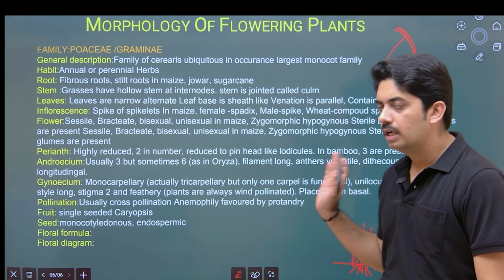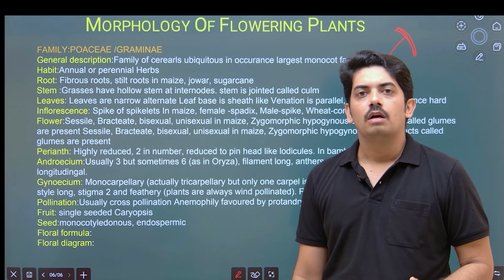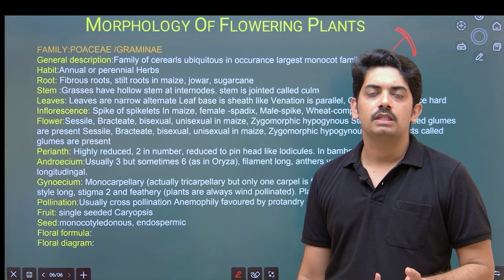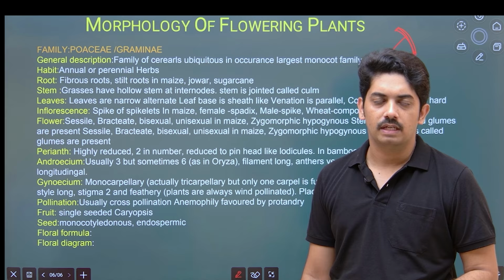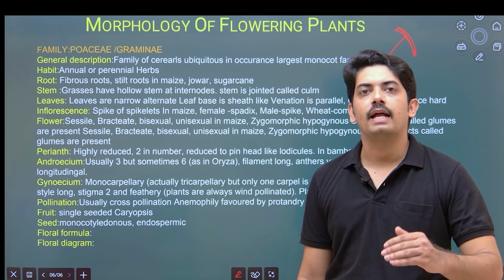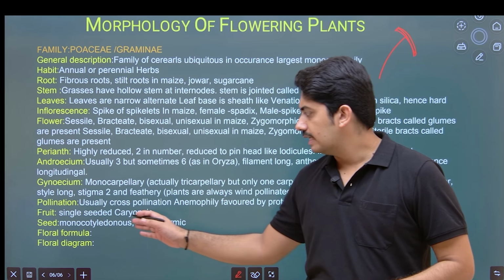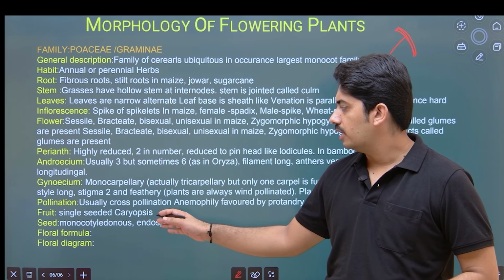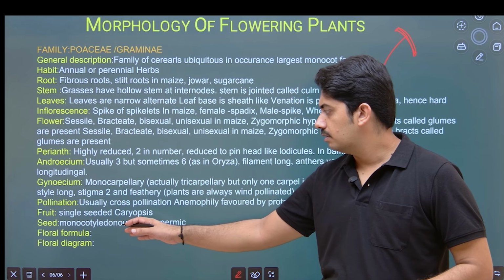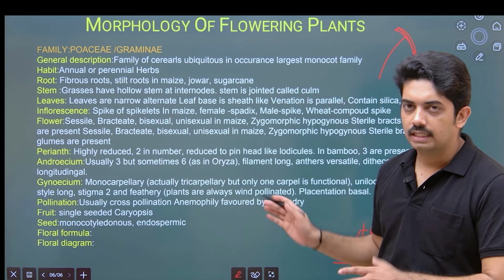Then pollination, usually cross pollination. Anemophily favored by protandry. Anemophily means wind pollination. Favored by protandry means here pollen grains mature first. That means they most of the time avoid self pollination and encourage cross pollination. Fruit single seeded caryopsis, seeds monocotyledonous, endospermic. So these are the general characters.